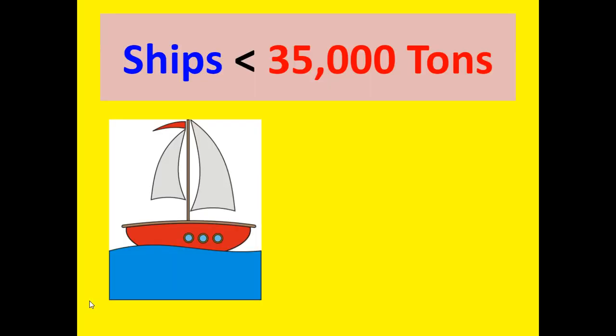Number one, ships from now on had to be smaller than 35,000 tons. So this would stop us from trying to build the biggest ships ever. And if they build a big ship, we're going to build a bigger one. This would stop the arms race.